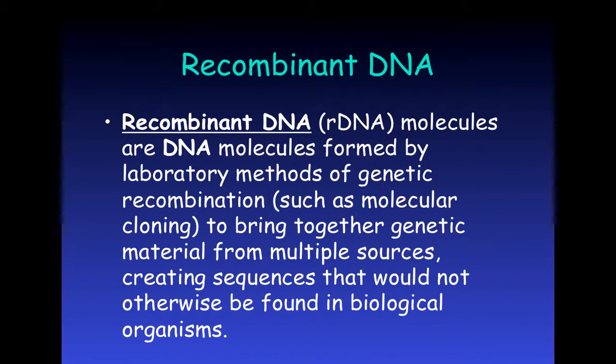Recombinant DNA, which is sometimes abbreviated rDNA, is where we actually combine genetic information from more than one organism, like molecular cloning. This would be a great way to, like, I was talking about inserting that insulin gene. This is actually how they do it. They create this recombinant DNA. So they're bringing together genetic material from multiple sources and creating sequences that would not otherwise be found.